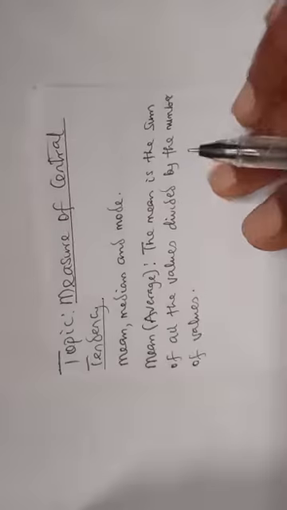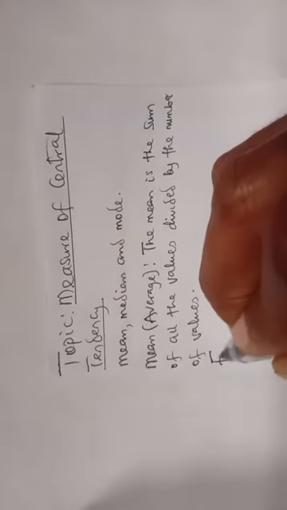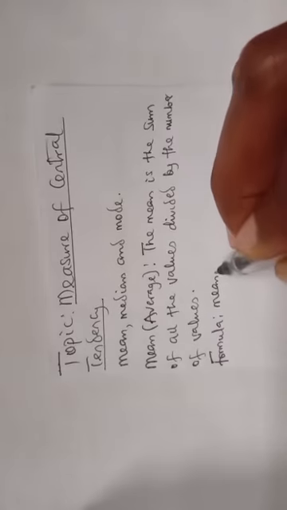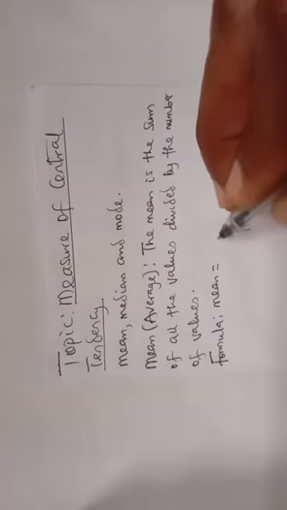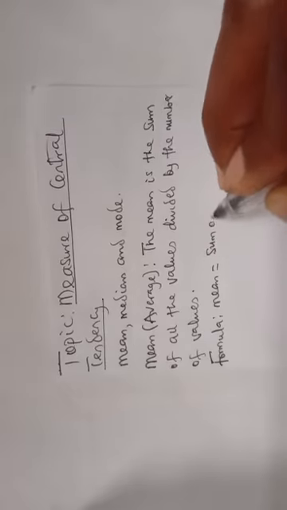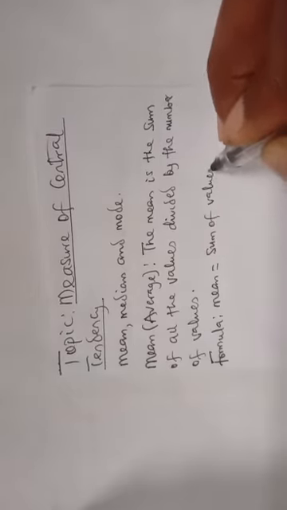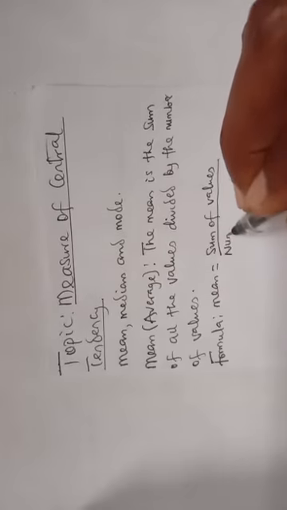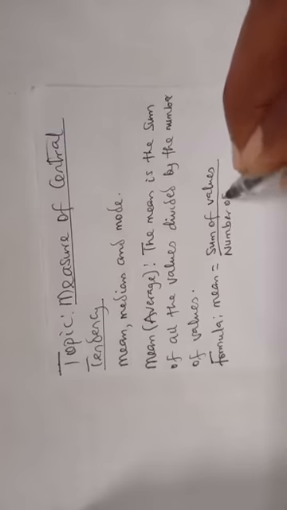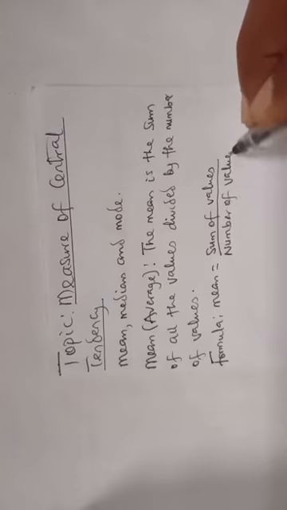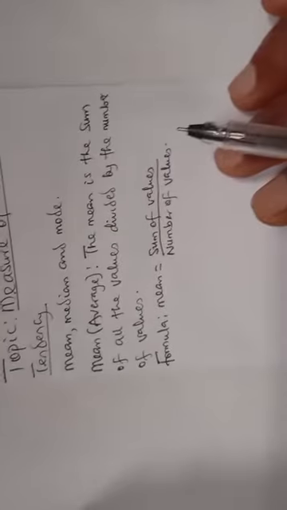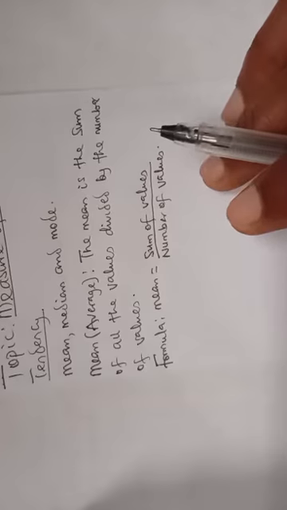Now this is the formula we use for it. The formula goes this way. We have mean equal to sum of values over number of values. Is that okay? Let me give an example to explain more on this formula.